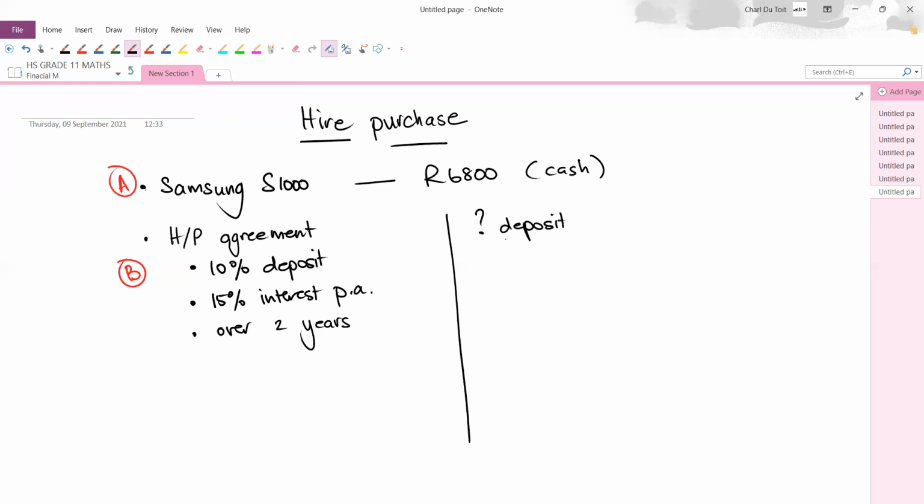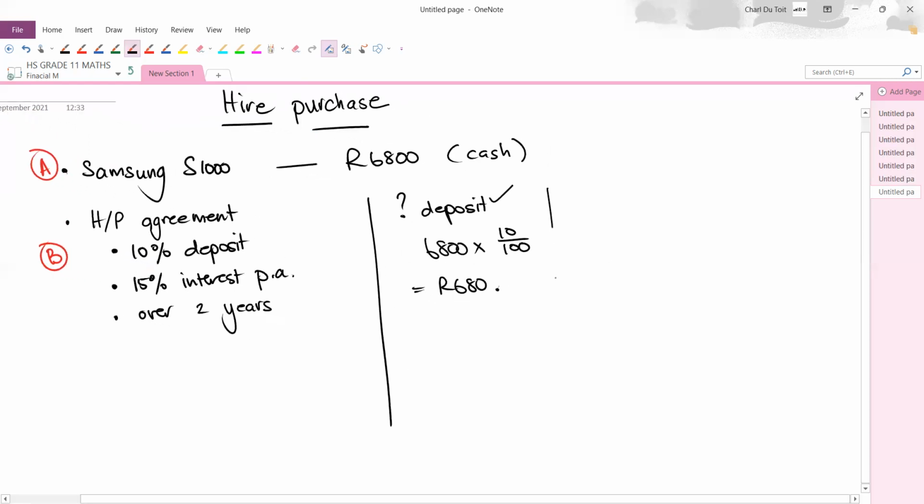Deposit is not difficult. It's 6,800 Rand times 10%. Is that correct? And that is 680 Rand. Okay, so that's deposit done. Then they're going to ask you, what is your monthly installment? What is the installment or a premium? A fixed amount that you pay every month.